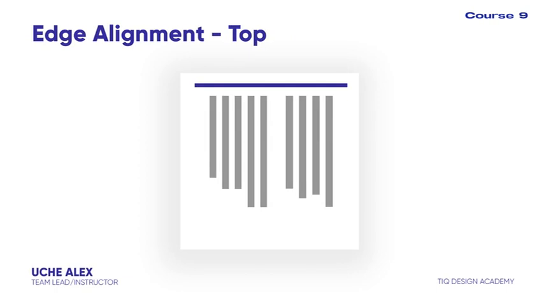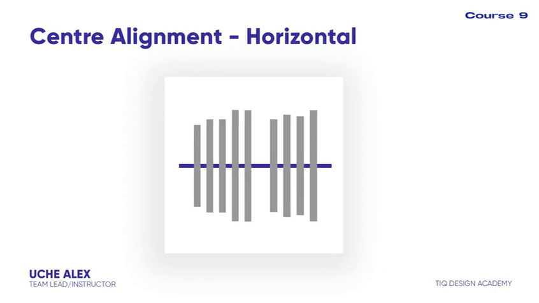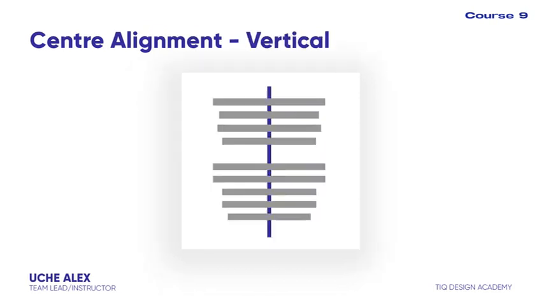Now let's look at center alignment and the types as well. In center alignment, we have horizontal center alignment, where we arrange all elements to a horizontal axis. And here you can see where the blue line is representing the horizontal axis at the center of the design. Then we also have center alignment by vertical axis, where we have an axis at the center of the design, but this time on the vertical axis. So here too, we used the blue line to represent this vertical axis. You can see how the elements are placed on them and arranged as well.